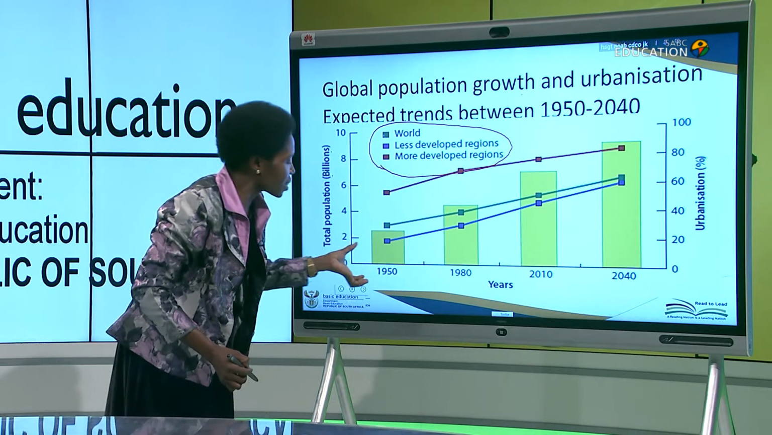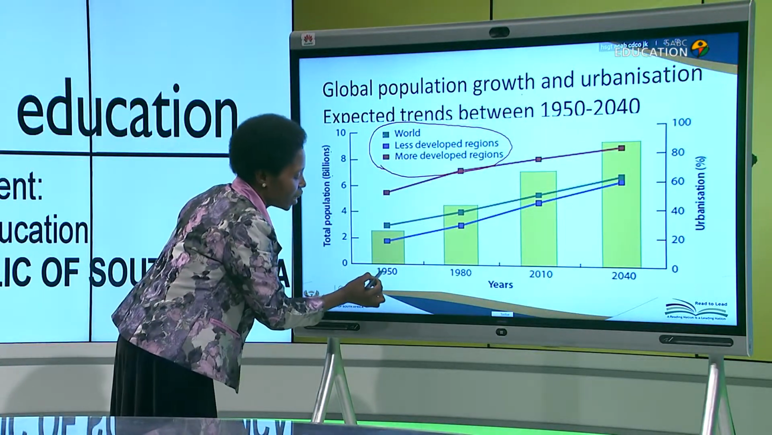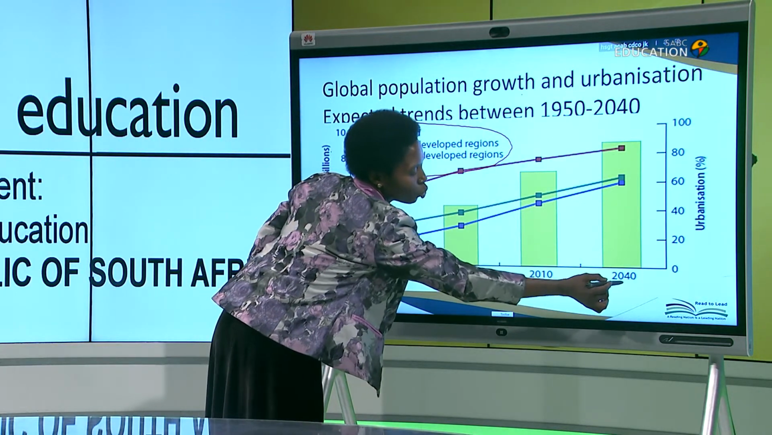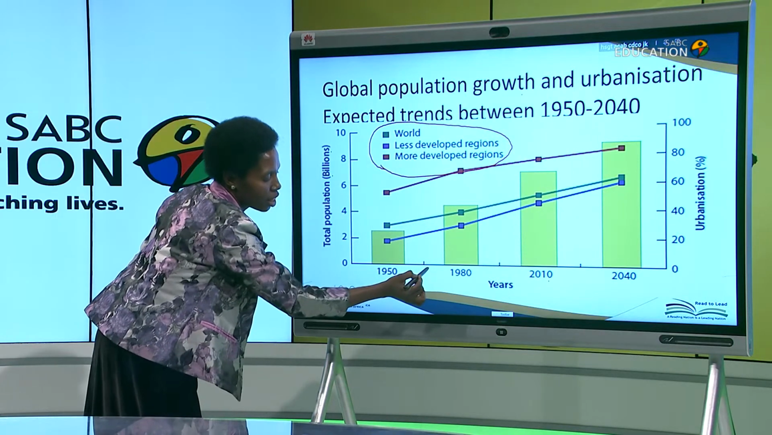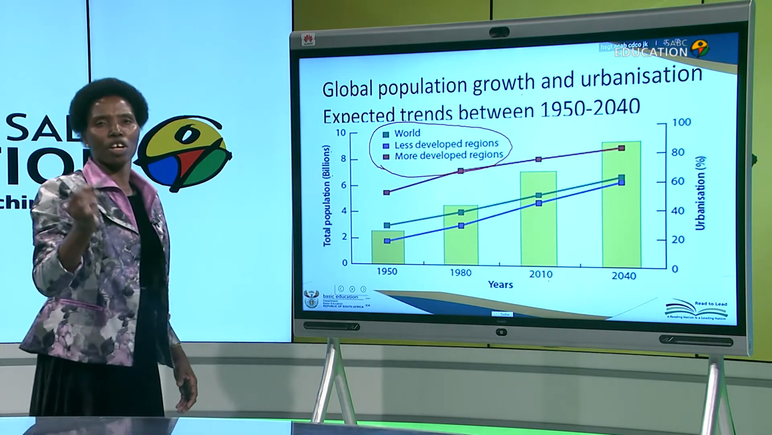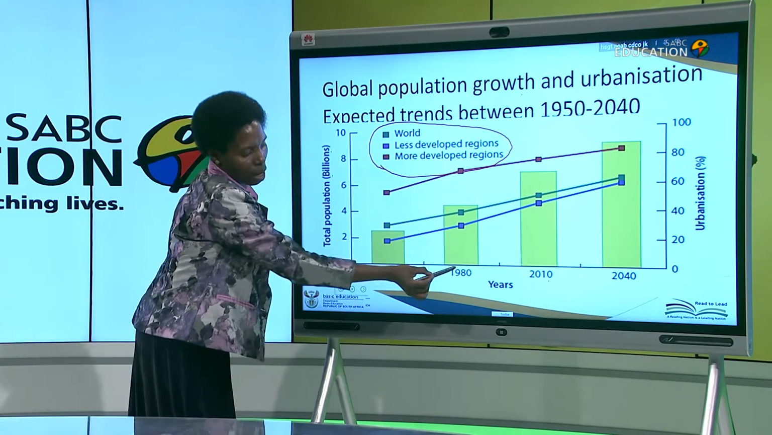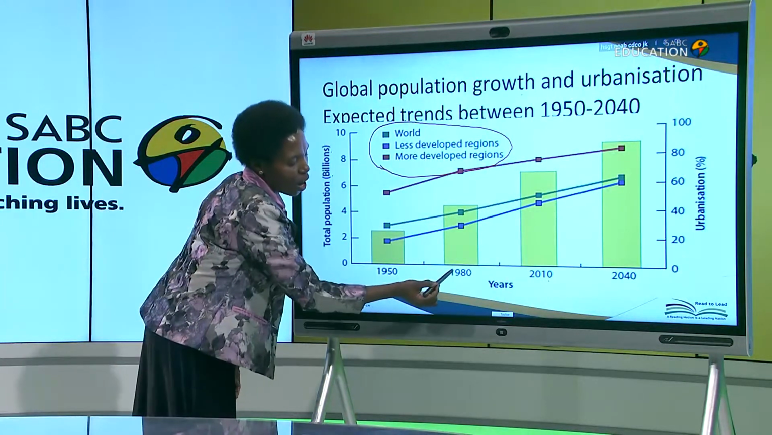And then on the x-axis, they gave us years. If you look at the years, you have 1950, 1980, 2010, and 2040. But if you check the in-between, they didn't put anything. So what you need to take note of when you are interpreting the graph, let us look at an example here. When you look here, it's 1950, and then you have 1980.